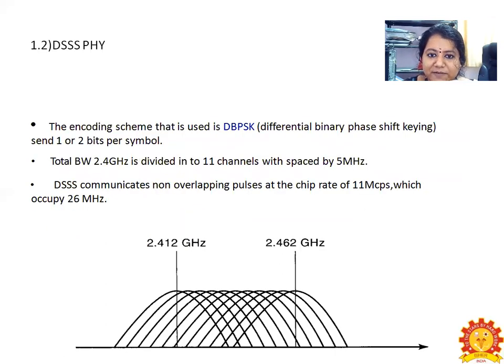Direct sequence spread spectrum, DSSS. The encoding scheme that is used is DBPSK, which is differential binary phase shift keying, and it will send 1 or 2 bits per symbol. The total bandwidth is 2.4 GHz, which is divided into 11 channels spaced by 5 MHz. The DSSS will communicate non-overlapping pulses at the chip rate of 11 Mcps, which occupy 26 MHz. It covers a frequency of 2.4 GHz to 2.462 GHz.